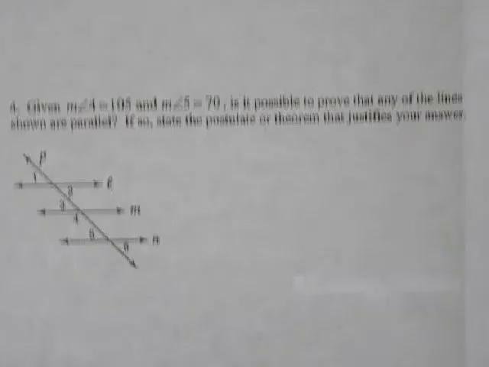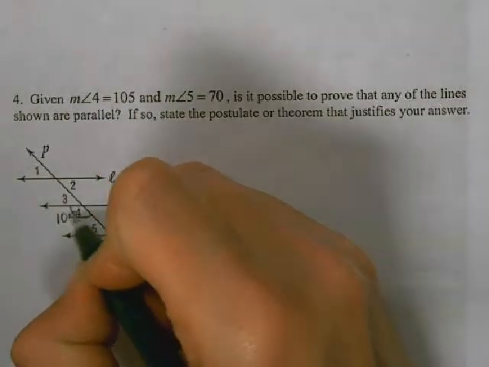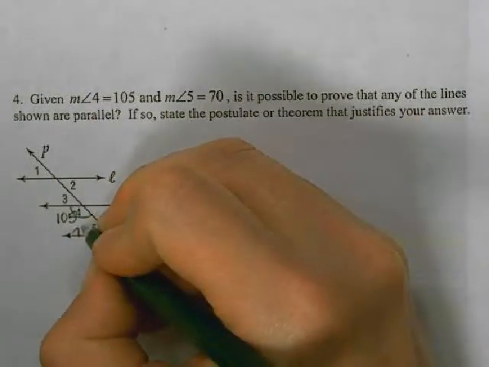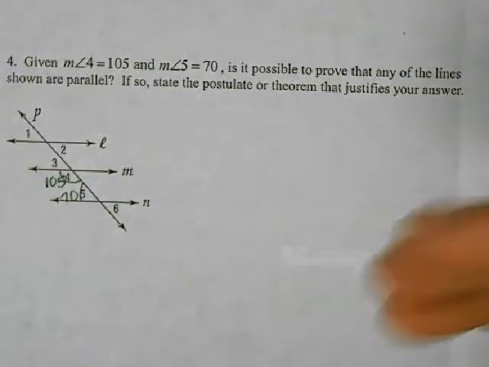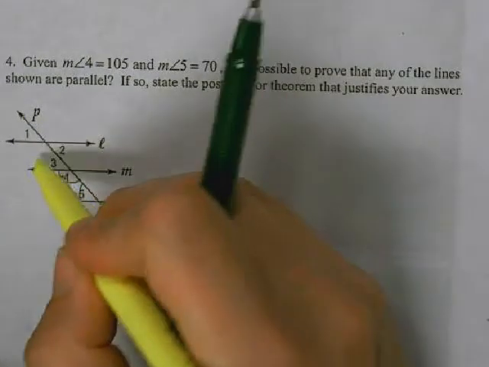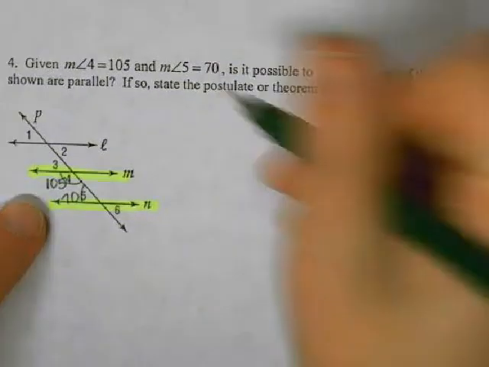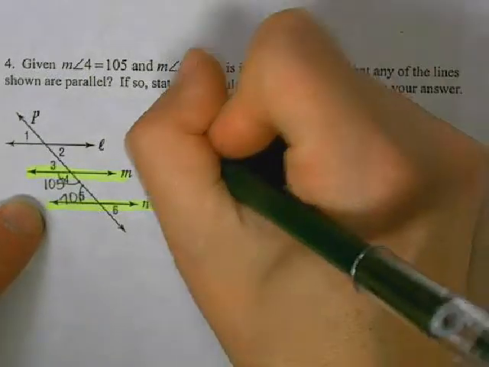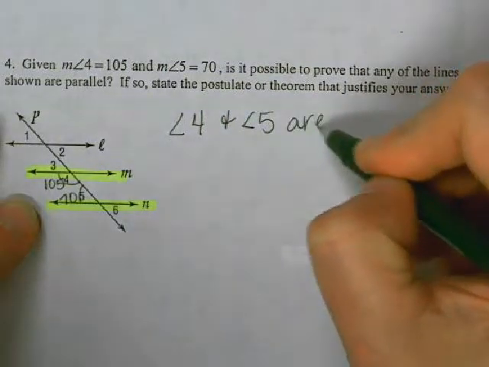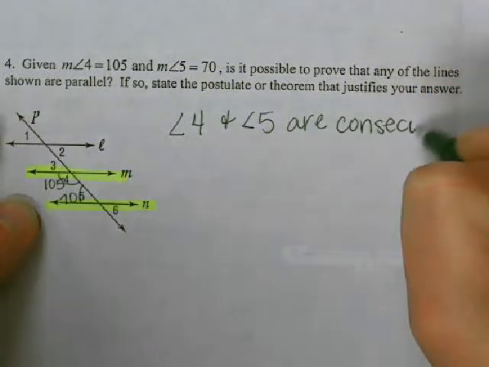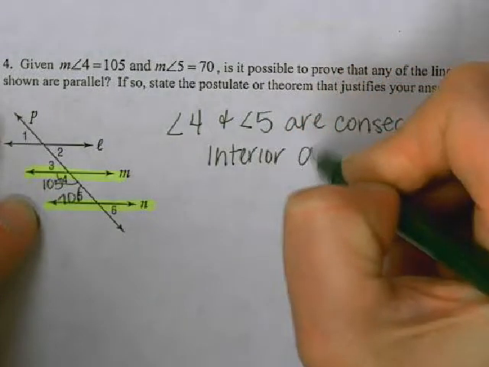Alright, let's look at number 4. Number 4 says, if the measure of angle 4 is 105, and the measure of angle 5 is 70, is it possible to prove that any two lines are parallel? So, we're probably going to be talking about which two lines? Lines M and N. What kind of angles are 4 and 5? They're consecutive interior angles.